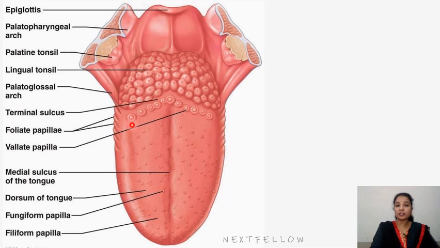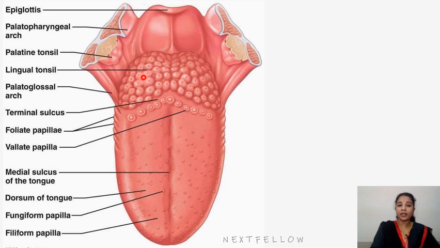What you are seeing here is the dorsal surface of the tongue, and the lower or inferior surface is called the ventral surface of the tongue. On the dorsal surface, we can see several elevations which are formed by the mucosal membrane, and it is covered by stratified squamous non-keratinized epithelium, except the tips of some variety of papillae, the elevations called filiform papillae. The tips of filiform papillae contain keratin. The rest of the tongue is non-keratinized epithelium.